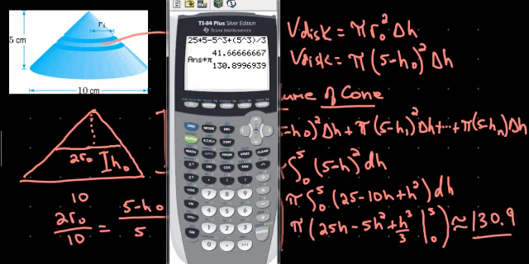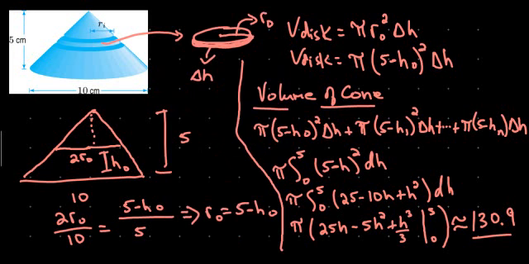Let's check the text answer here. They left it as an exact answer, 125 divided by 3 times pi. 125 divided by 3, enter, second, times second pi. Okay, good. So it's just checking our answer there.